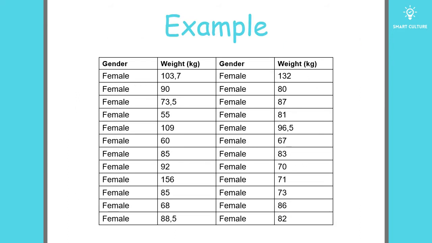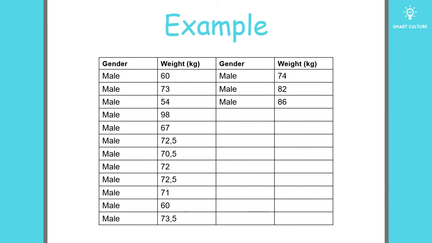Take a look at the following table. This table shows the weight values for the female patients at a specific hospital. And on the next slide, we'll look at a table that shows the weight values for the male patients at that same specific hospital. So here you can see the weight values for the male patients at the same hospital.